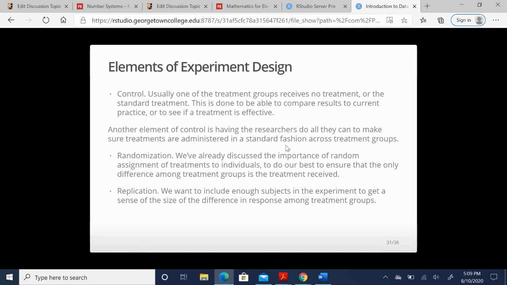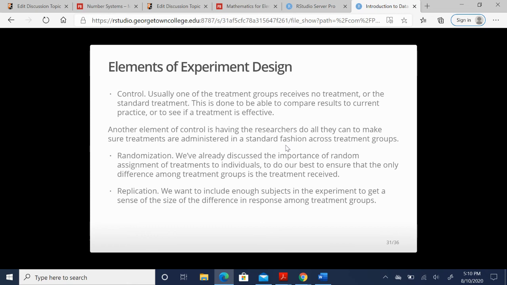We also want to make sure that we do all we can to get standard administration. In other words, we want to administer the treatment at the same time of day, maybe. We want them to get the treatment in the same way, delivered the same way, maybe with a meal or without a meal, those sorts of things. We want to try to keep it as consistent as we can.